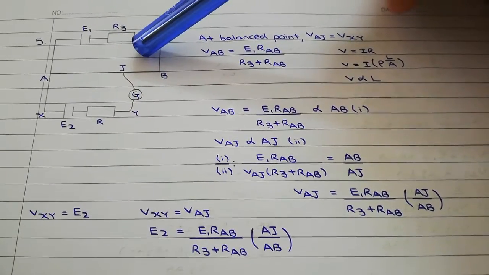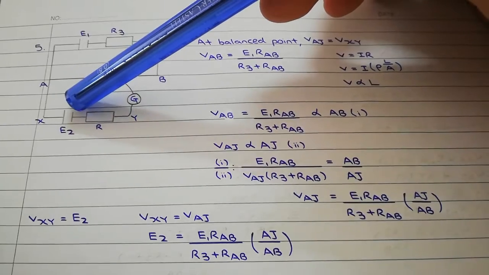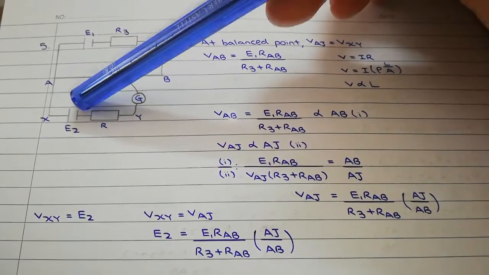Good afternoon to my teacher and my fellow friends. Today, I would like to present my solution for question 5 in the potentiometer exercise. This is the potentiometer given by the question. And the question tells us to find the EMF of the second battery labeled as E2.